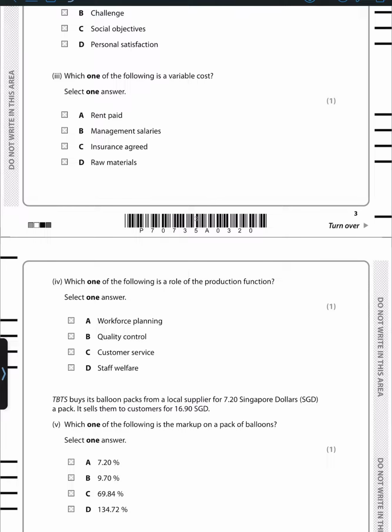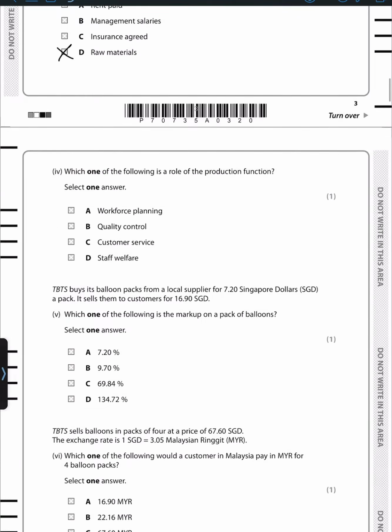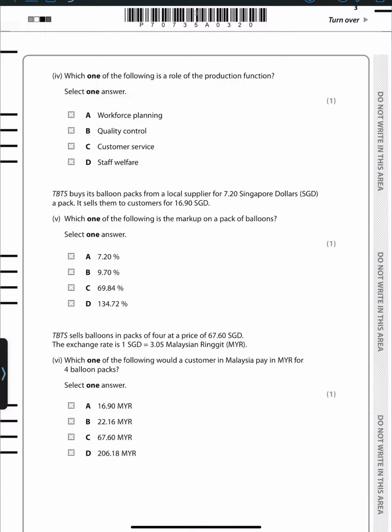Now part 3, which one of the following is a variable cost? So rent paid, management salaries, insurance agreed, all of these are fixed costs, and raw materials are the only costs which vary with the level of output being produced. So D is our correct answer. Number 4, which one of the following is a role of the production function? So the production function is basically the producing side of the business. So workforce planning is not, customer service is front end, staff welfare not really, quality control is under the production side of the business.